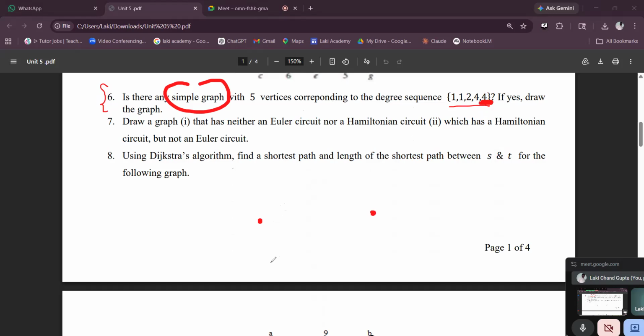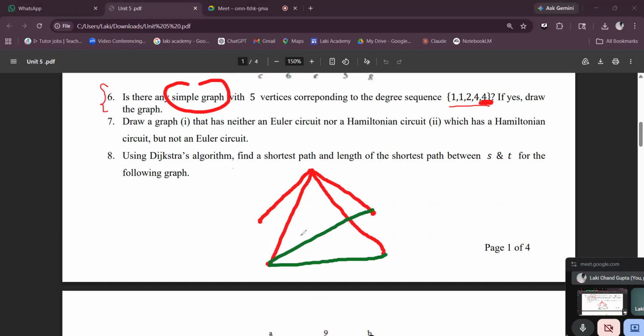So, there are 5 vertices, right? One vertex is at degree 4. This is connected with all vertices. Yes. Let's suppose this vertex also has degree 4: 2, 3, 4. Right? But here you can see two vertices at degree 4, this and this.